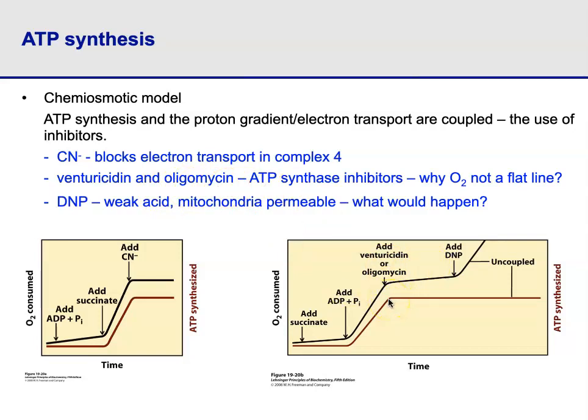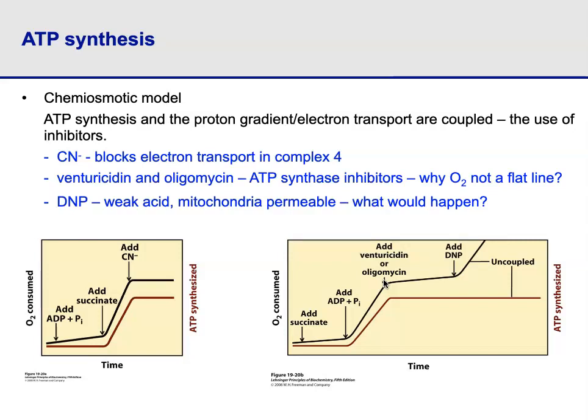Naturally, ATP synthesis is stopped. We see that the oxygen consumption is also inhibited significantly. There is some residual function or consumption of oxygen, but for the most part it is stopped. And the reason for that, we can explain a little bit.